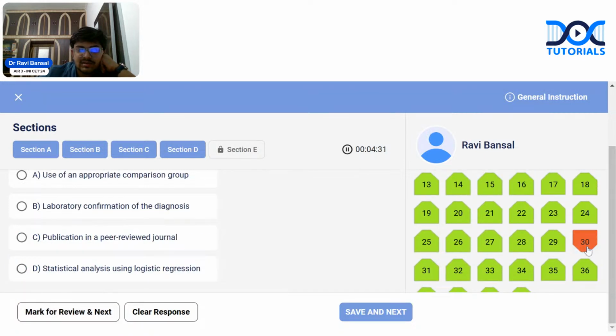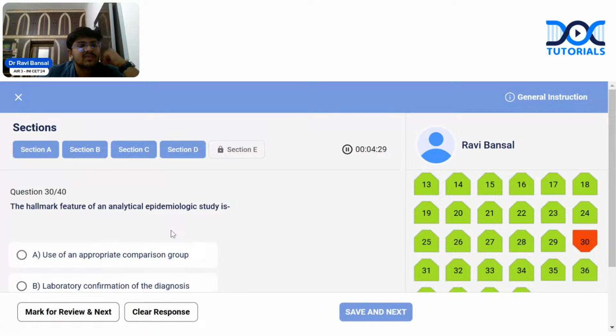So we have one question left. The hallmark feature of an analytical epidemiological study is... I remember there are two types, observational and analytical. Observational is like going from bottom to up. Analytical is like going from up to down. You have your final theory and you apply it to some groups and see whether it is true or not. So this is the basic idea I have of these studies.